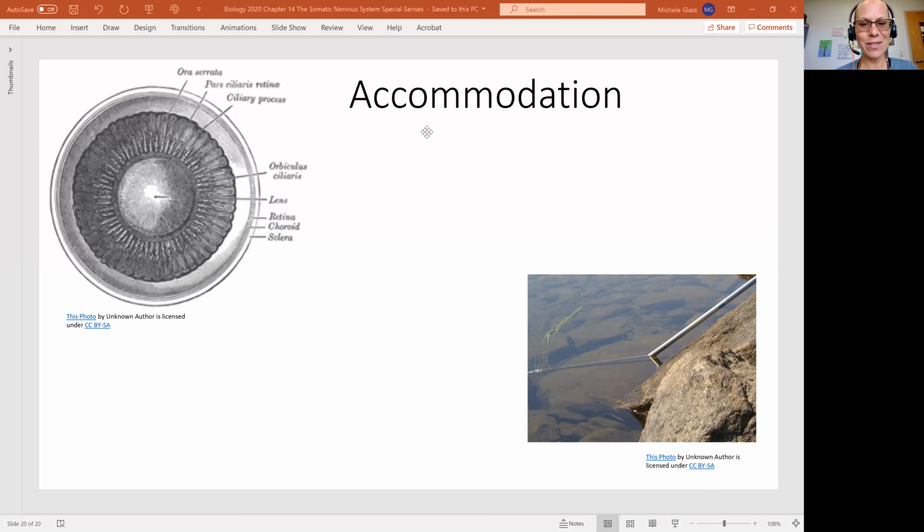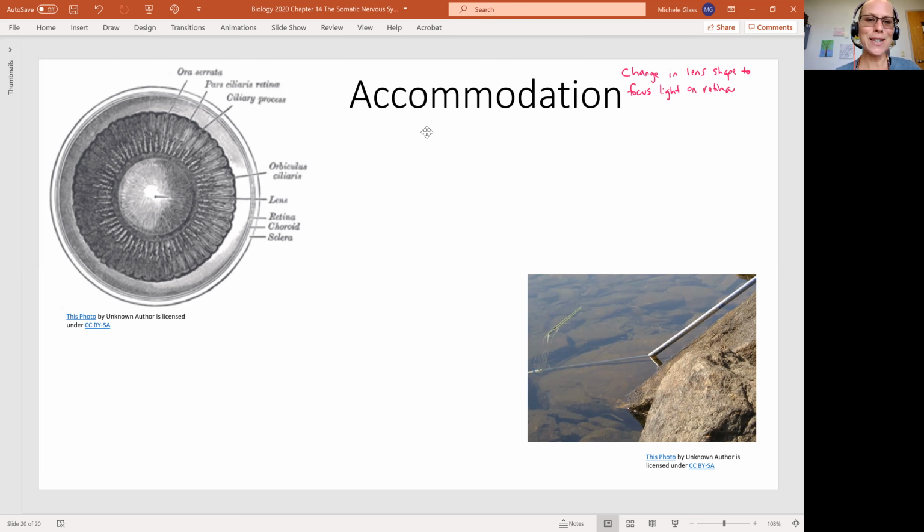Michele Glass here, and we are in the last of our chapter 14.1 videos, and we're talking here about accommodation. And accommodation is just talking about the change in lens shape to focus light, I'm going to say on the retina. So this is my particular definition.